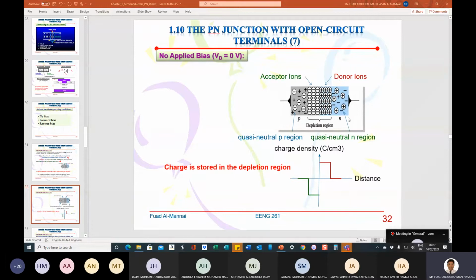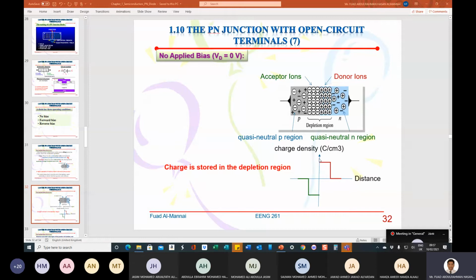Now, if I don't apply any voltage across it, that means VD will be 0. There is no current flowing across it. All I'm seeing is the depletion region. If I look at the N-type side, I will see the donor ions, positive. If I look at the P-type side, I will see acceptor ions, negative.